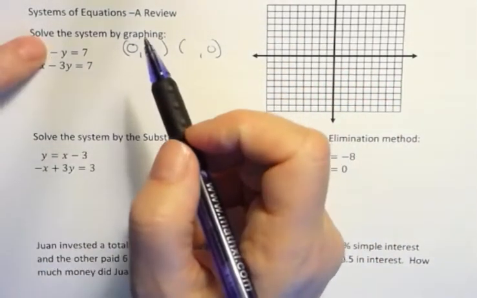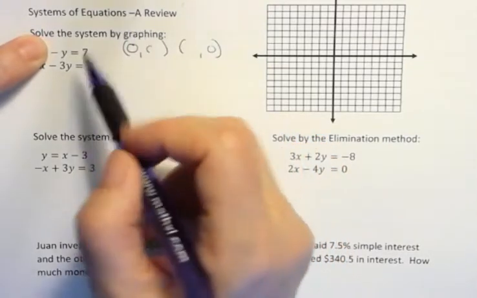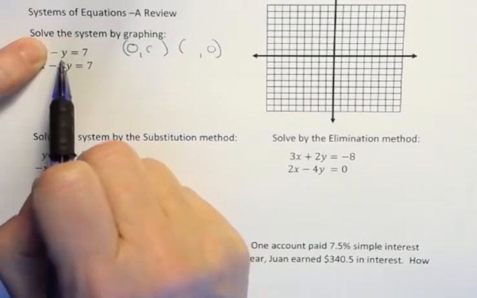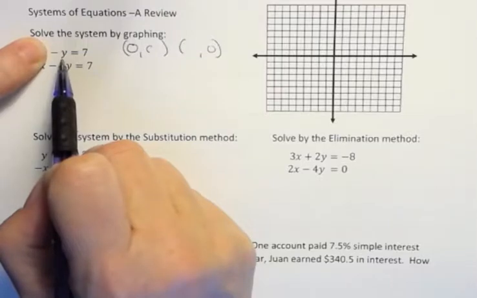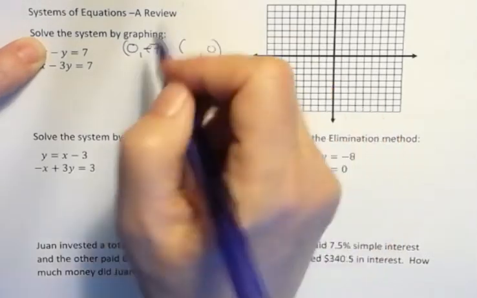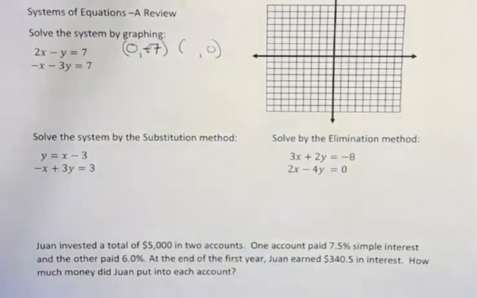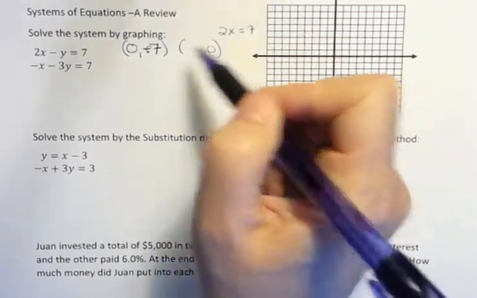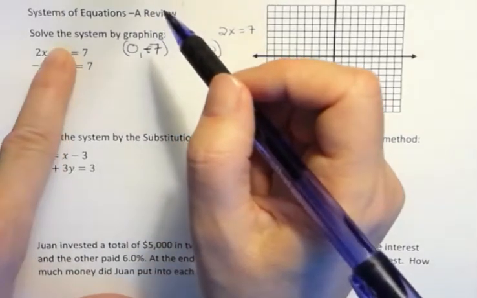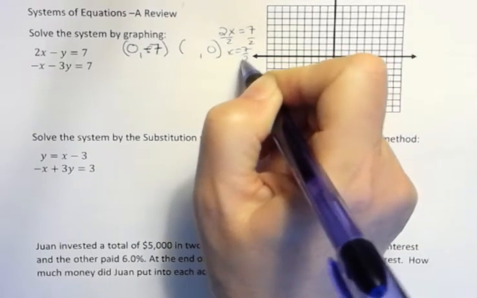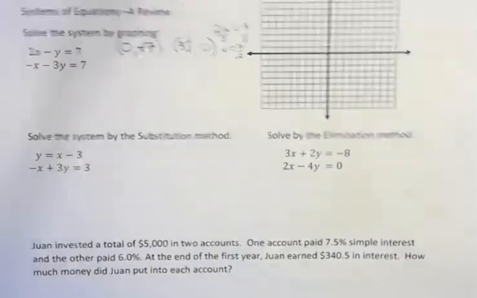If x is 0, do you see how 2x minus y equals 7? The 2x just drops out if x is 0. So if I divide both sides by negative 1, I get y equals negative 7. And then what if y equals 0? Then I have 2x equals 7, because the y would drop out. Divide both sides by 2, and x equals 7 halves. I'm going to think of that as 3.5 because it makes it a little easier to graph.